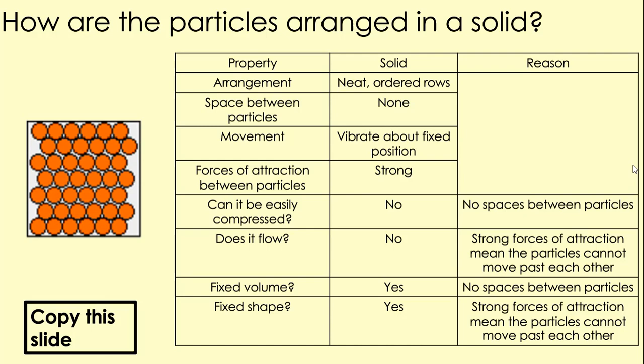If you were asked to describe rather than draw the arrangement of particles in a solid, you would describe it as neat ordered rows. In terms of space between the particles, there's no space between the particles. If you look at this diagram, you can see the background is shaded, but that's just the colour of the container. It's not showing that there's anything in between the particles, because there is nothing in between the particles.